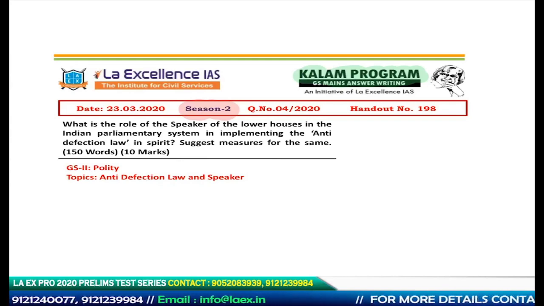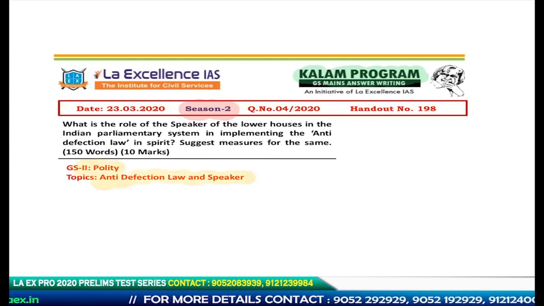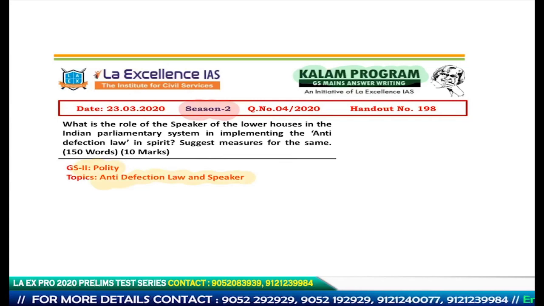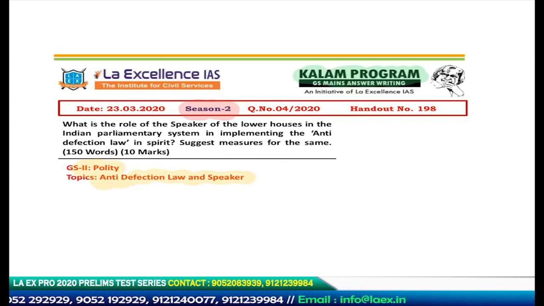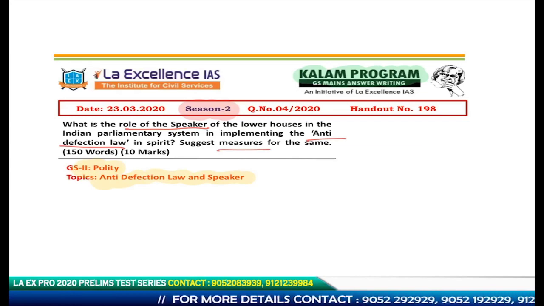Today is the 4th episode of this season and we are going to discuss a question from GS paper 2 from the polity section and from the topic of anti-defection law and Speaker. Let us see what the question is. What is the role of Speaker of the lower houses in Indian parliamentary system in implementing the anti-defection law in spirit? Suggest measures for the same. This question is for 10 marks and we have to write the answer in 150 words.